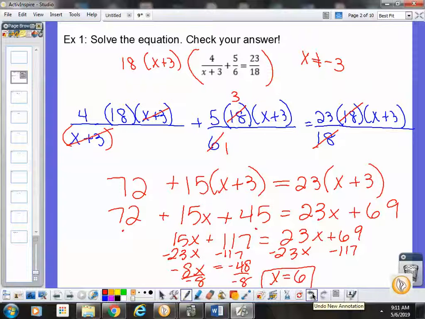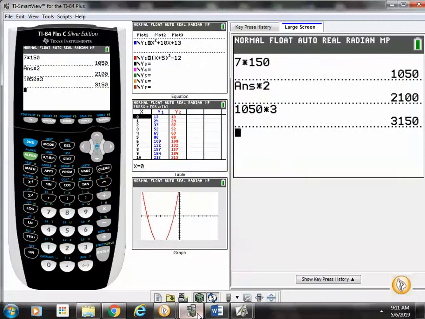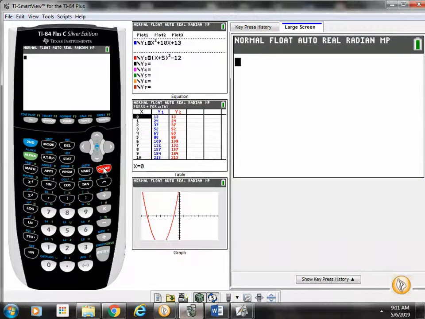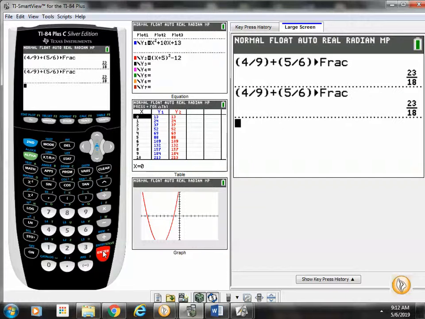So at this point I want to check my answer. I want to make sure that 6 is the right answer. If I put 6 back in for x, 6 plus 3 is 9. So this fraction right here is really 4 ninths. Is 4 ninths plus 5 sixths 23 eighteenths? Well, let's check it on our calculator. Four ninths plus 5 sixths. The fraction is 23 eighteenths. So that just confirms that we do have the right answer.